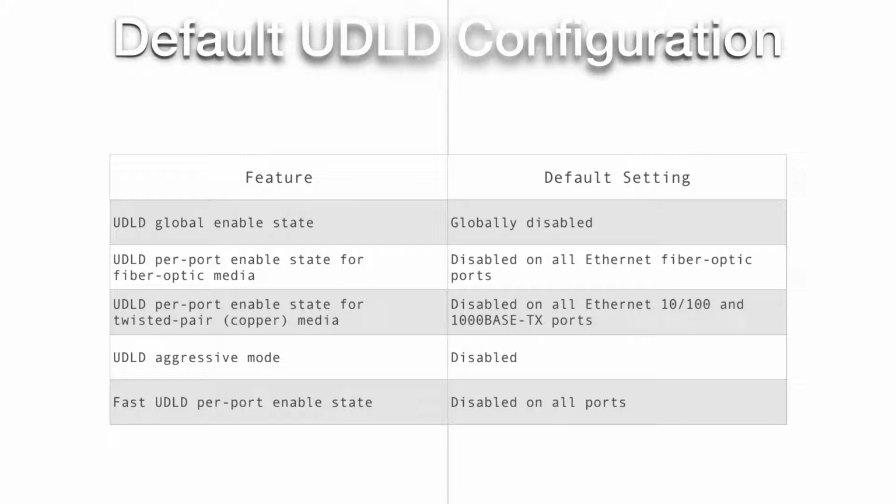Default UDLD configuration. UDLD global enable state is globally disabled. UDLD per-port enable state for fiber optic media is disabled on all Ethernet fiber optic ports. UDLD per-port enable state for twisted pair, copper, media is disabled on all Ethernet 10/100 and 1000BASE-TX ports. UDLD aggressive mode is disabled. Fast UDLD per-port enable state is disabled on all ports.